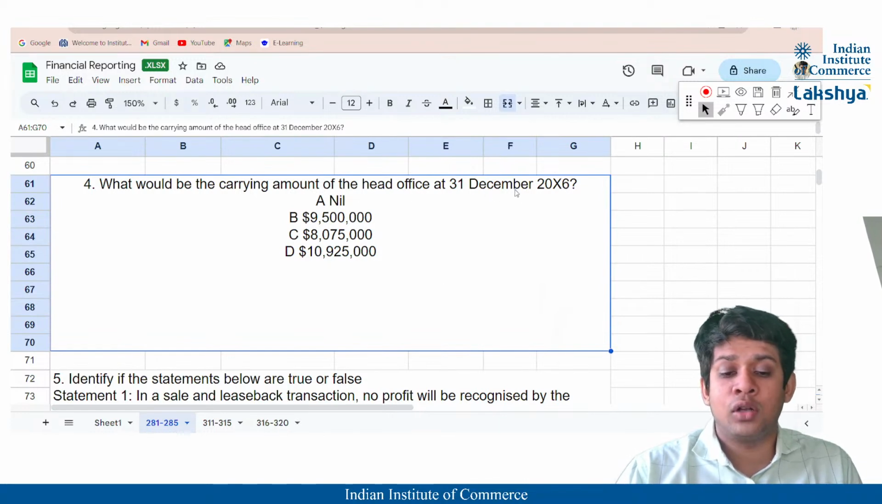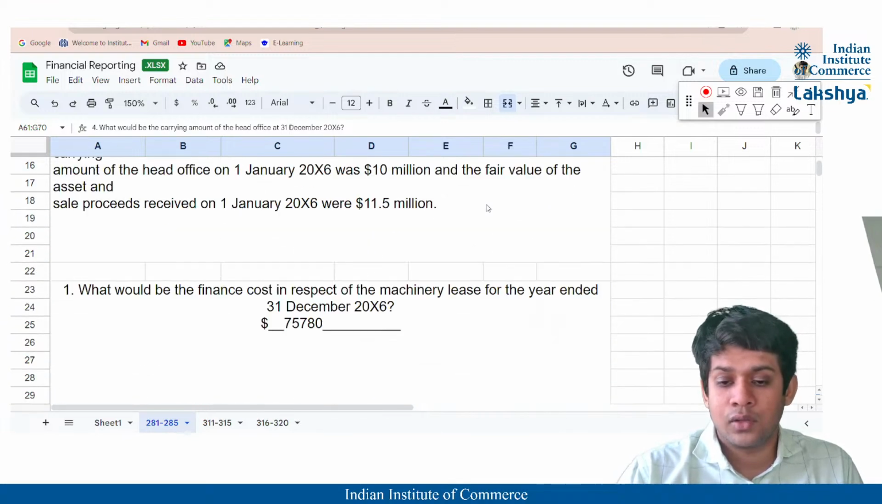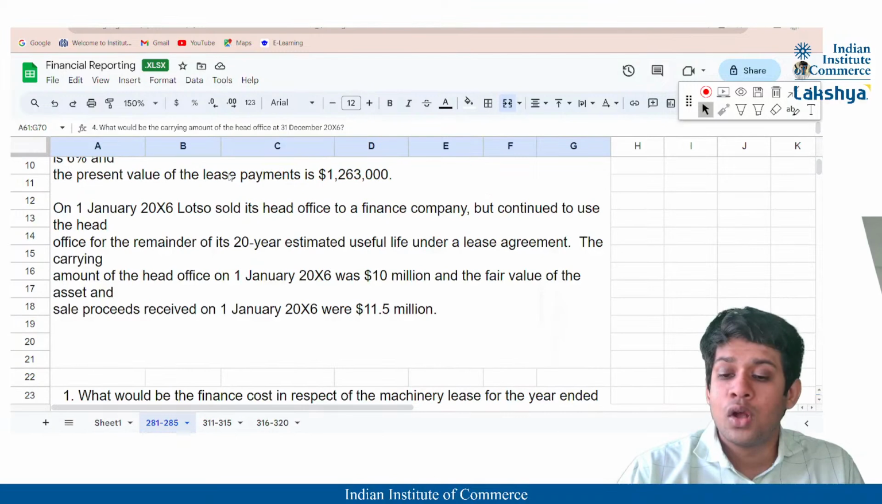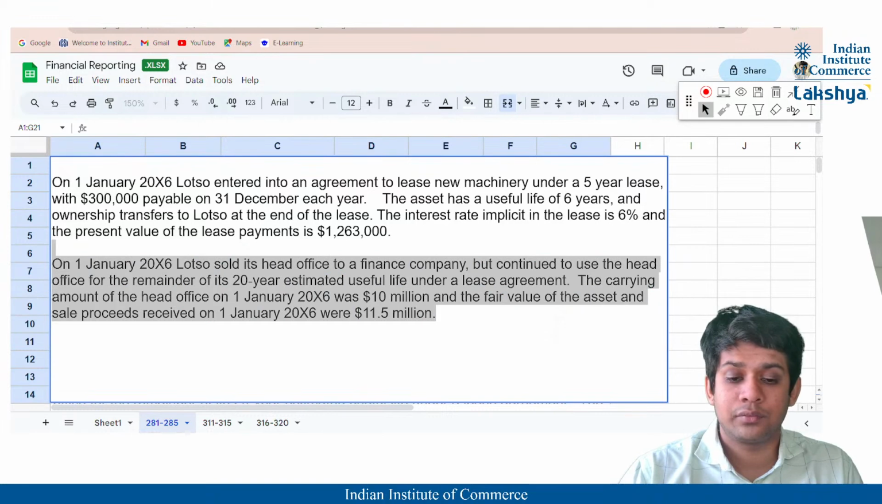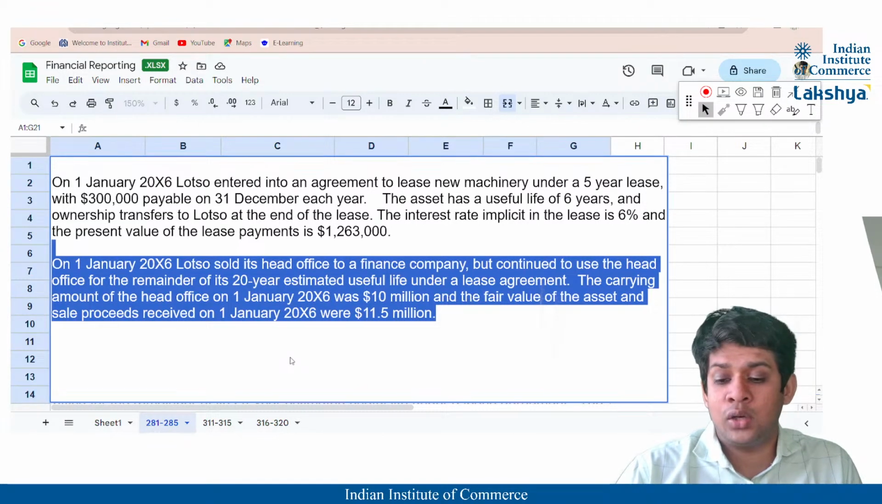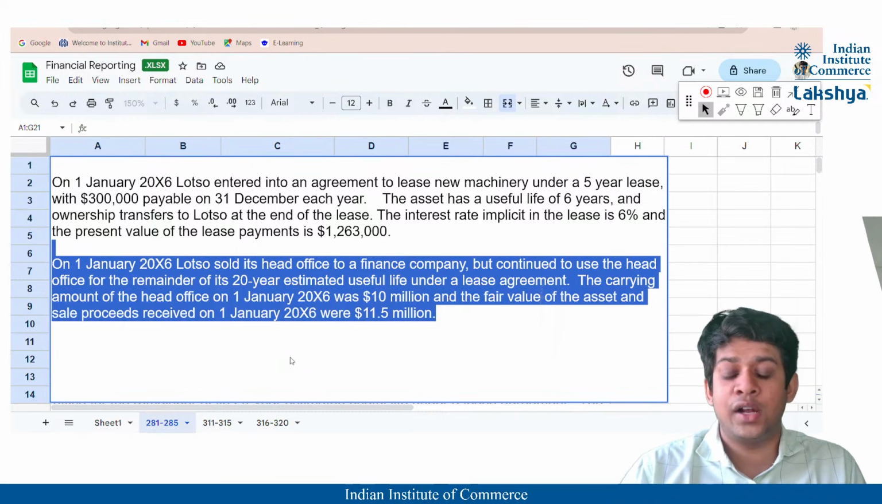Now, what is the carrying amount of the head office at 31st December 2016? Let us look at the scenario. Let us look at the second scenario now, that is this part. On 1st January 2016, Lotso sold its head office to a finance company, but continues to use the head office for the remainder of its 20-year estimated useful life under a lease agreement. So this is technically a sale and lease back. He sold it, but he is having the physical possession of the asset. That is why it is known as a sale and lease back.